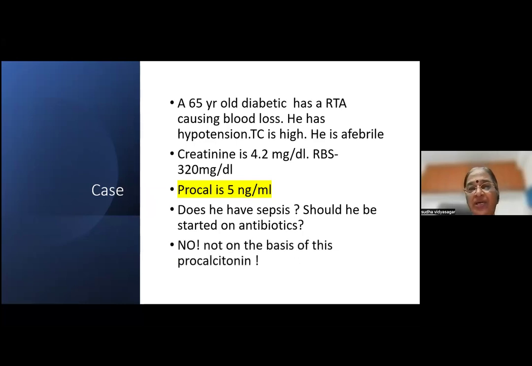No, not on the basis of this procalcitonin. Now this patient had an RTA. He came to you with hypotension. He had a creatinine which is raised. His procal is high. Does he have sepsis? I don't know.